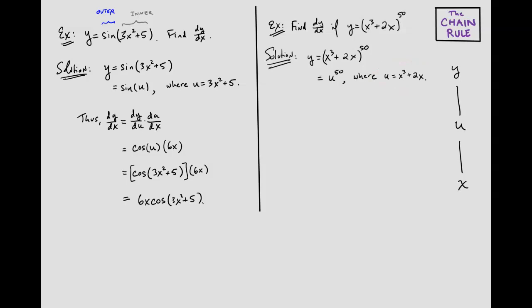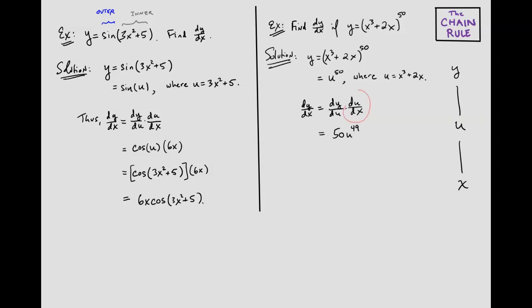And now that we've done this, written y as a function of u, which itself is a function of x, we can find dy dx. We factor this into a product of two derivatives, dy du times du dx, and we compute each derivative separately. Derivative of y with respect to u. Well, we need to think what y is as a function of u. It's u to the 50th. That means the derivative of y with respect to u is 50 times u to the 49th.